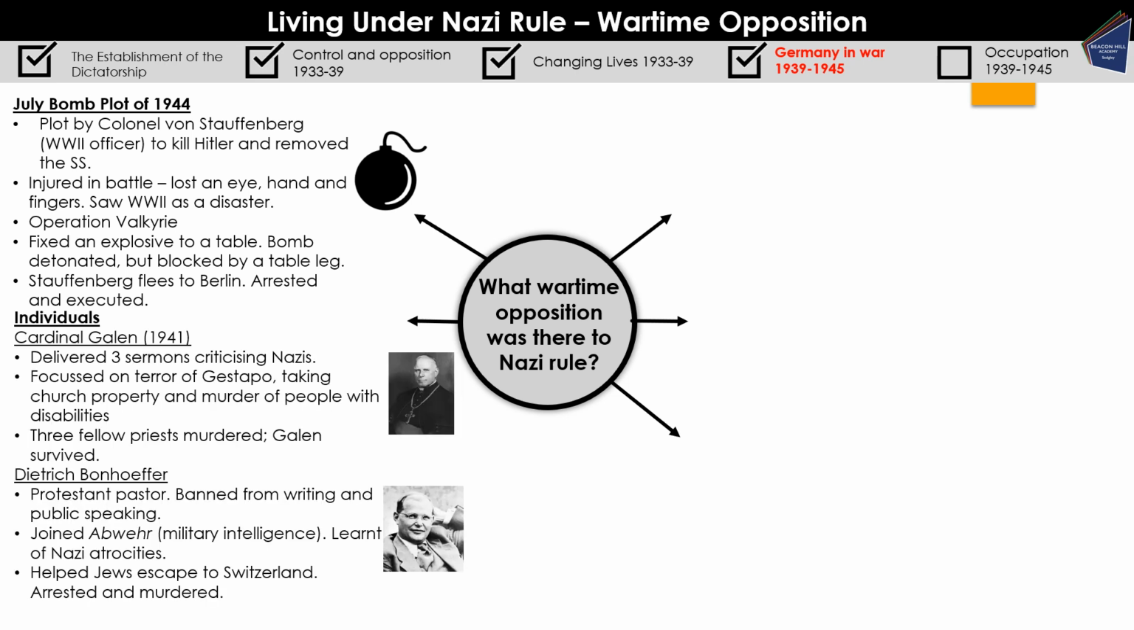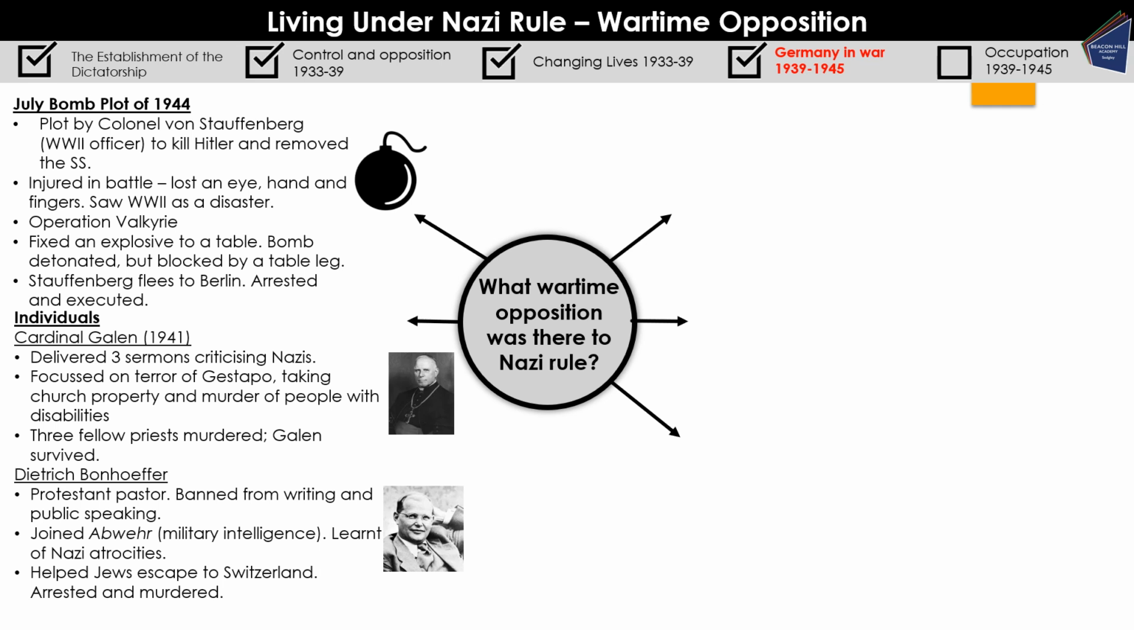We've then got individuals. So we've spoken about Cardinal Galen before. Cardinal Galen was a Catholic who denounced Hitler's use of the euthanasia campaign, or Action T4, which, remember, was the killing of disabled people in Germany. So Cardinal Galen delivered 3 sermons criticising the Nazis. And Galen does survive, remember.